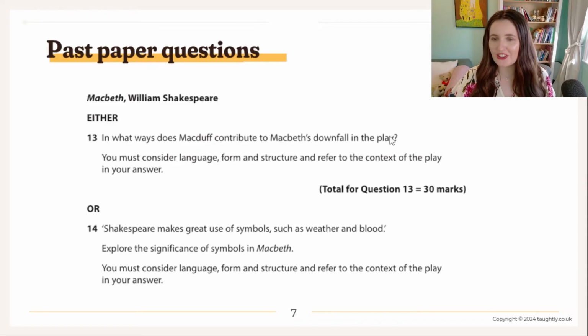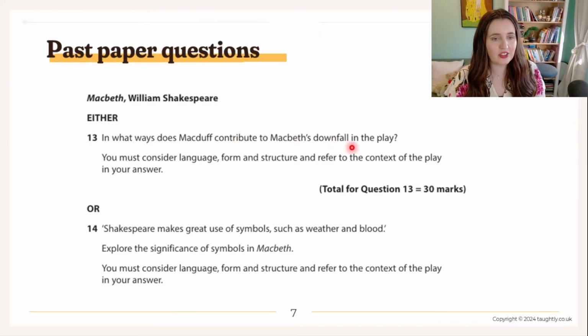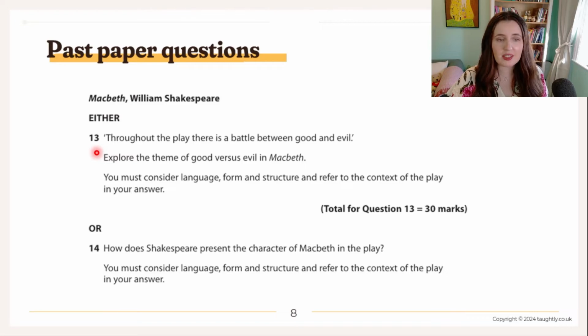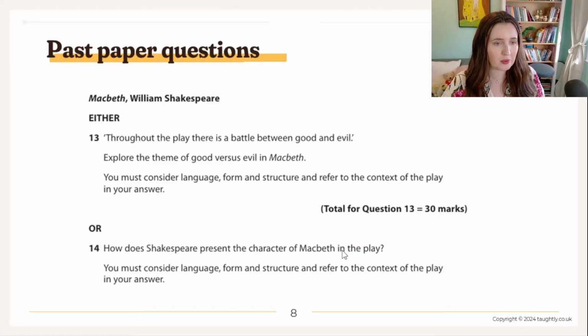Some more past paper questions. In what ways does Macduff contribute to Macbeth's downfall in the play? Or Shakespeare makes great use of symbols such as weather and blood. Explore the significance of symbols in Macbeth. Throughout the play there is a battle between good and evil. Explore the theme of good versus evil in Macbeth. I've seen some very, very good essays for that past paper question. And how does Shakespeare present the character of Macbeth in the play?